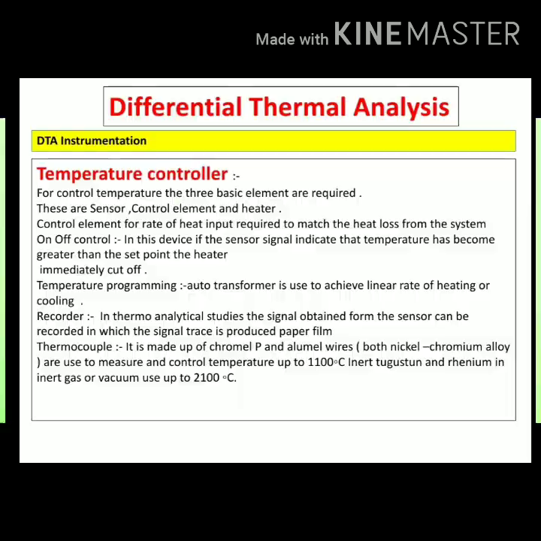Next is the temperature controller. The temperature controller plays the main role in DTA instruments. We give the programs for heating these samples. To control the temperature, there are three basic units in the temperature controller: the sensor, control element and heater. The sensor, as already said, is the thermocouple. Next, there are two systems in the control element: the on-off control system and the proportional control system.